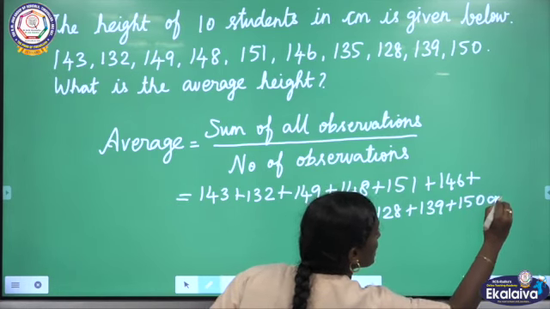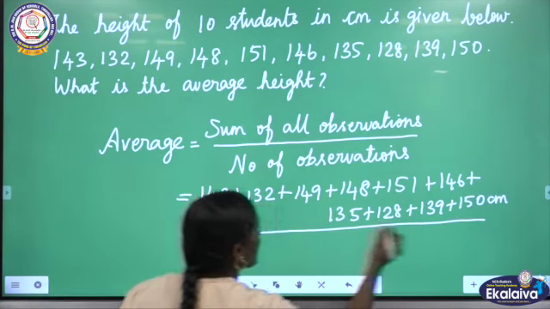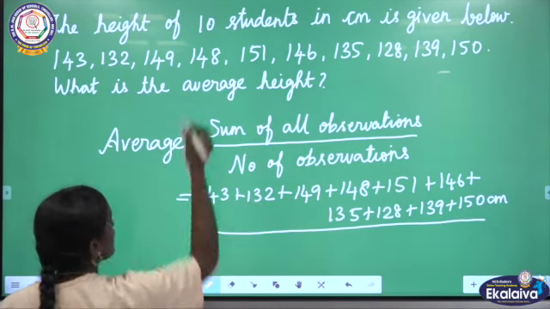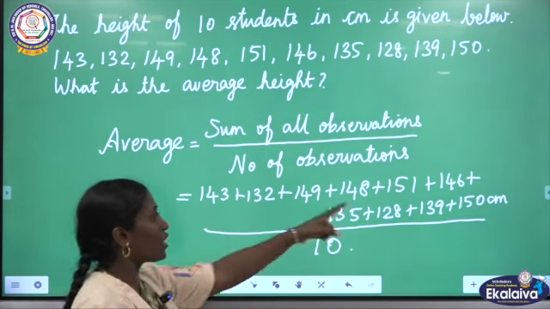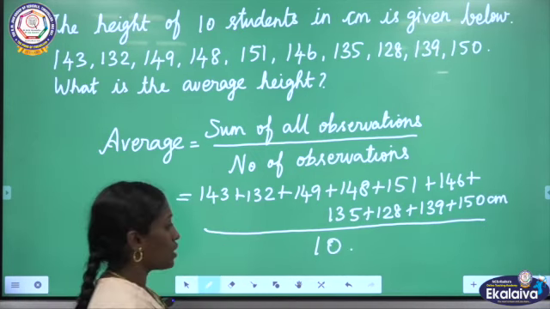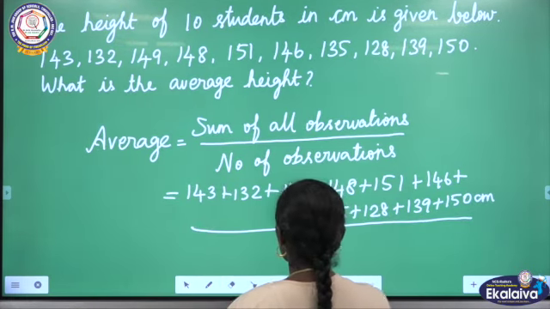Here the height is given in centimeter. So centimeter divided by number of observations. How many students? 10 students. So number of observation is 10. First we have to find the sum of these numbers. Let us add the numbers.